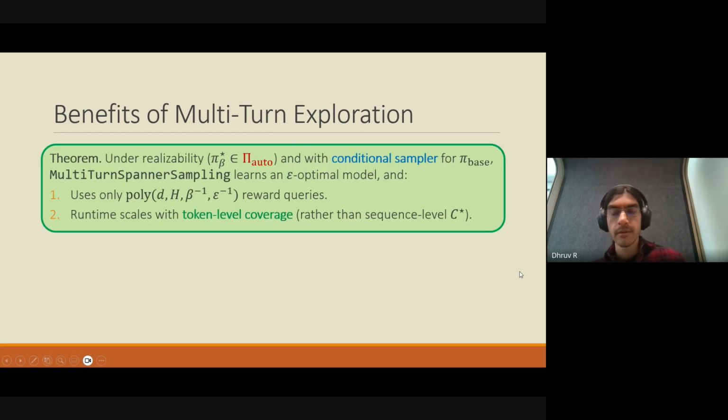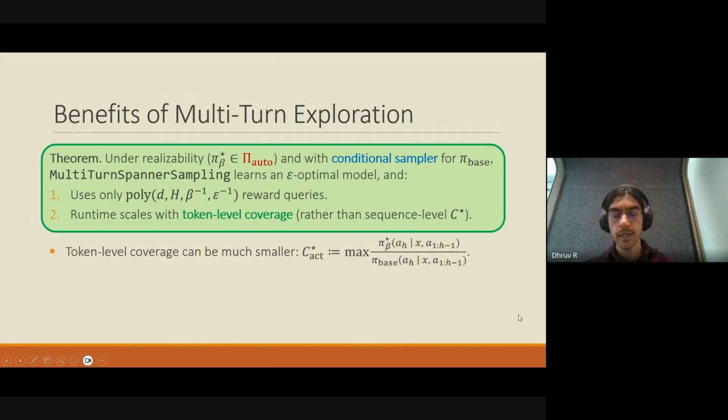So here's our main result in this setting. We need to make some assumptions. First, we need to assume that the optimal policy actually lies in this autoregressive softmax linear policy class. And second, we need to assume that we have a next token conditional distribution sampler for our base model. And under these two assumptions, what we show is there's an algorithm that learns a near optimal policy where the number of reward queries is what we would like. It's polynomial in the dimension and the horizon, no dependence on coverage as before. But what we've improved is the runtime. So now the runtime scales only with the token level coverage rather than the sequence level coverage.